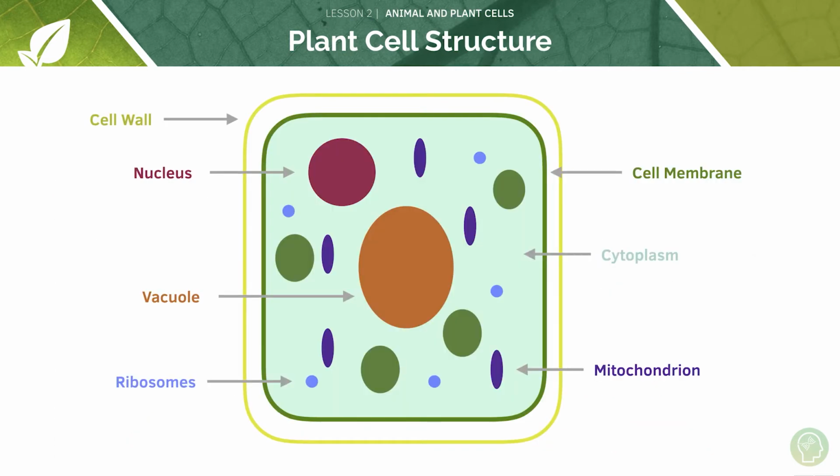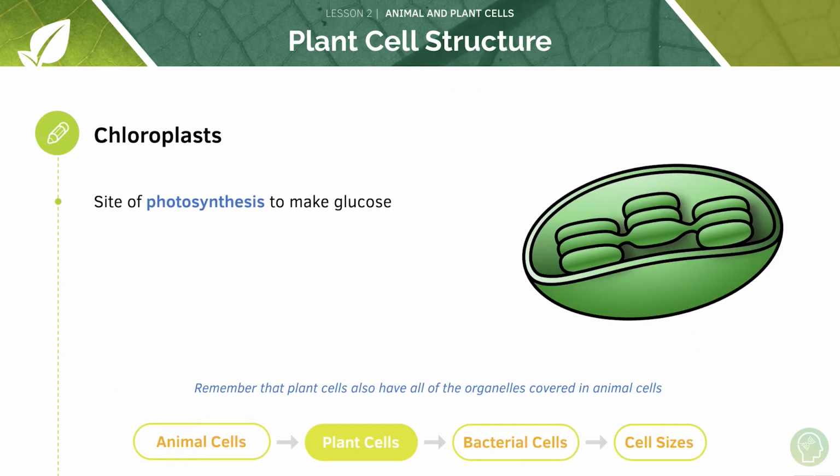And the last difference that we're going to draw upon here is that plant cells also contain these green structures, which are actually green in real life, called chloroplasts. So chloroplasts are the site of photosynthesis, which is required to make glucose for the plant. Chlorophyll in the chloroplasts absorbs light energy for photosynthesis. And actually, chlorophyll is a green pigment, and so plants are green, or leaves are green, because they contain this chlorophyll pigment.